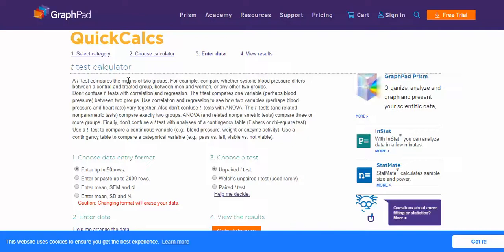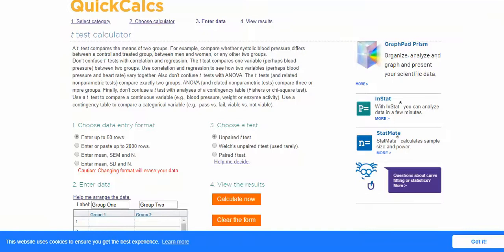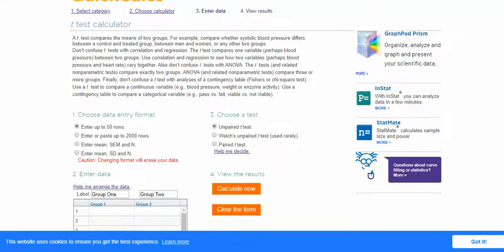So if you're looking at the mean of group 1 and the mean of group 2, and you want to know if there's a significant difference between the two means, you would use a t-test. It's one type of statistical test that's used in research. So a t-test would be appropriate for our experiment because we are looking at the means of two groups.